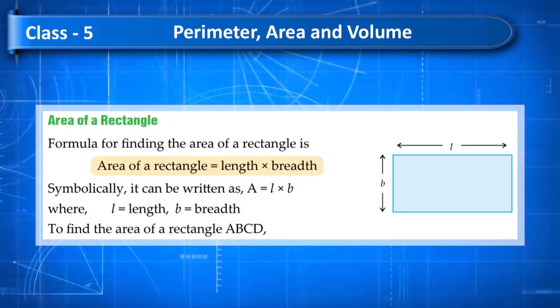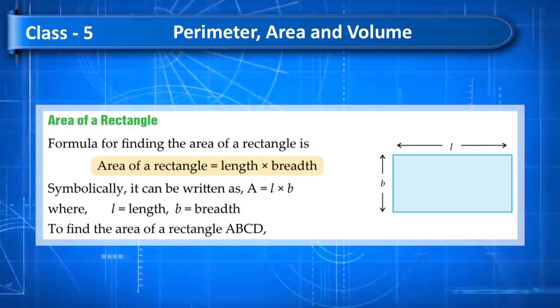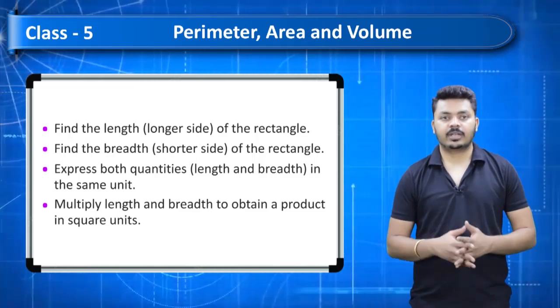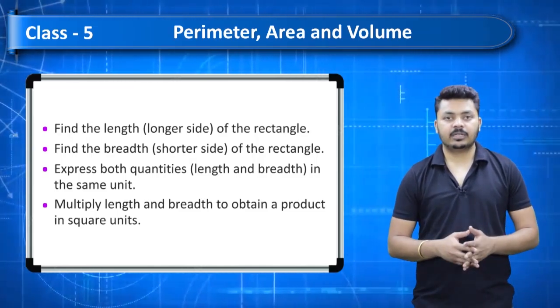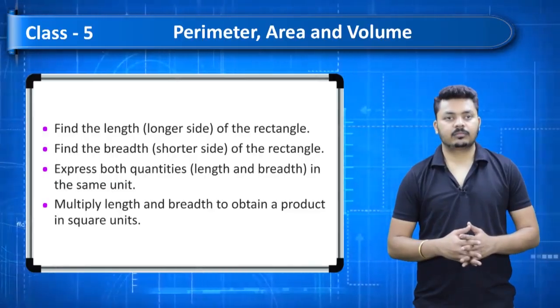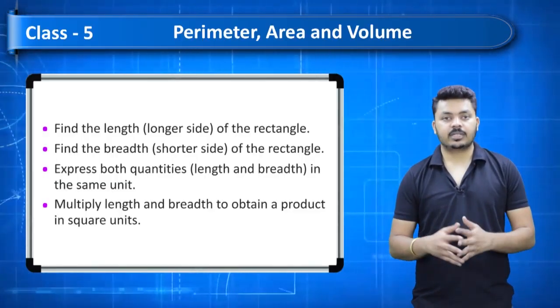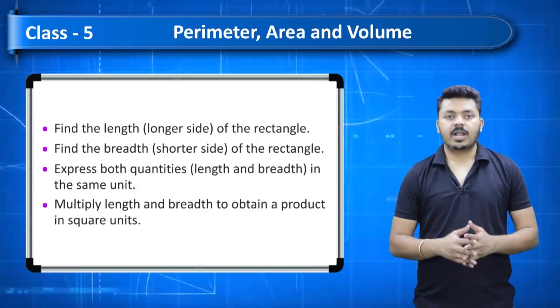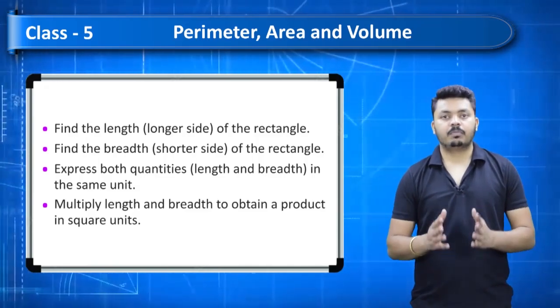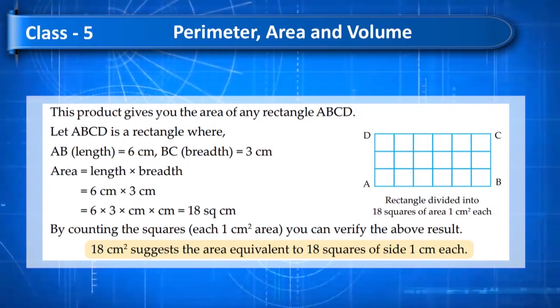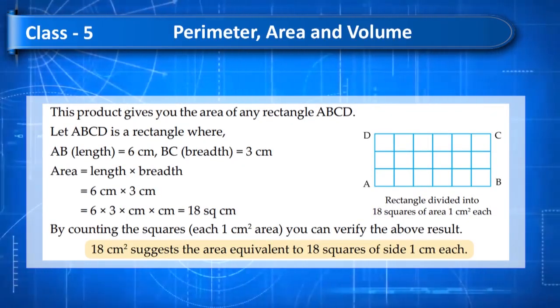To find the area of a rectangle ABCD, first find the length, the longer side of the rectangle, then find the breadth, the shorter side of the rectangle. Express both quantities, length and breadth, in the same unit. Multiply length and breadth to obtain a product in square units. This product gives you the area of any rectangle ABCD.